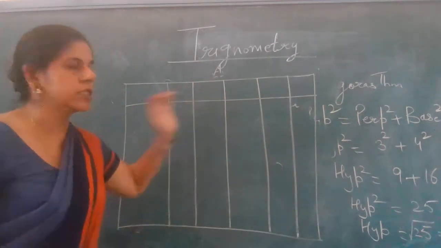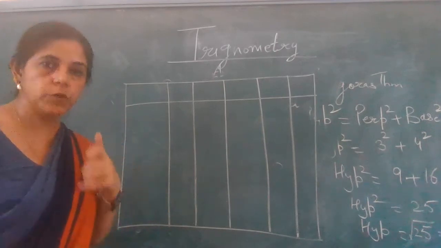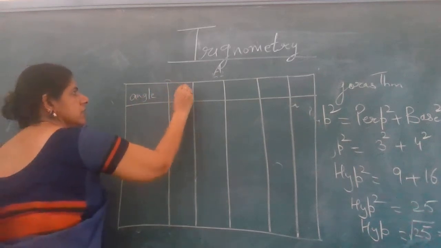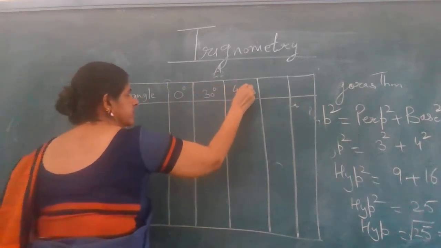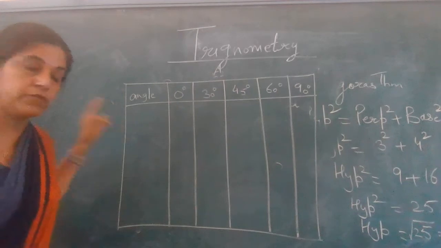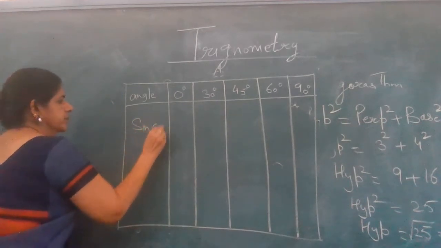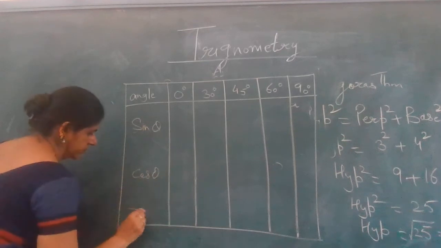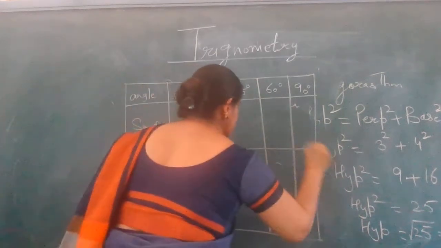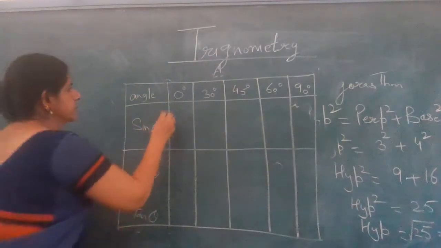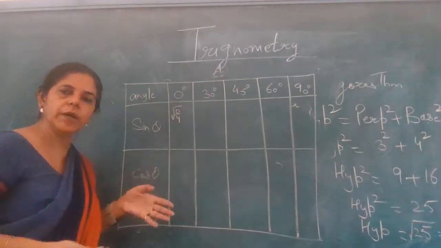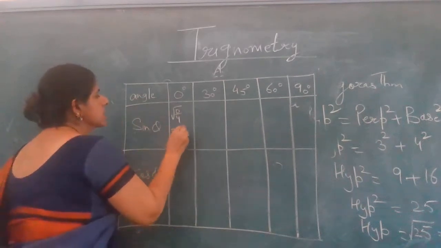So here I have made a table in which I am going to write a few things. Here I am writing the angle. This way I have angle 0, and these are the different angles I have written. Here I am writing sin theta, cos theta and tan theta. So for sin theta, we have the formula. It is written 0 over here. So 0 by 4, and 0 by 4 means 0. So root of 0, the answer is 0.